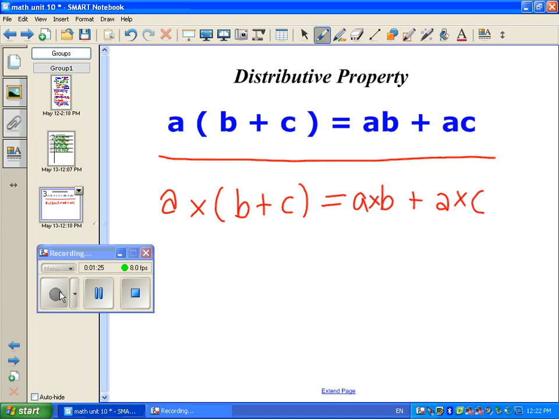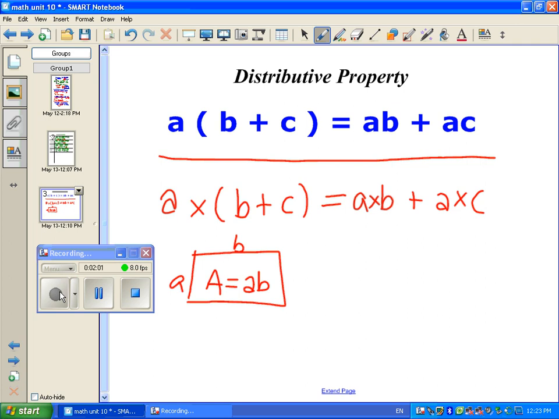Now, how does the distributive property come about? This is how it comes about. It can actually be illustrated using area. As most of you know, if you have a rectangle and the width is A, the length is B, the area of the rectangle will equal A times B, which can be written as AB.